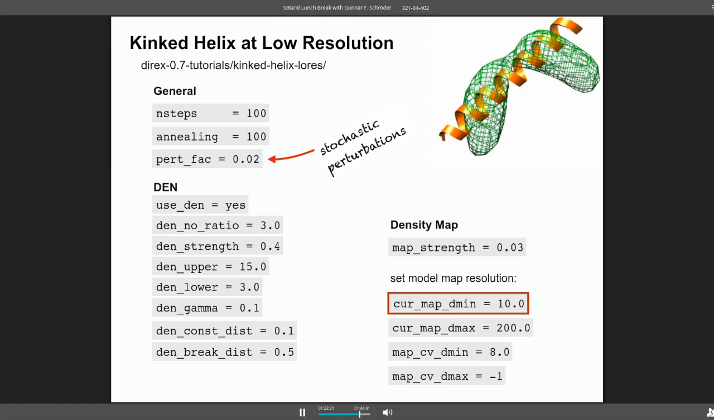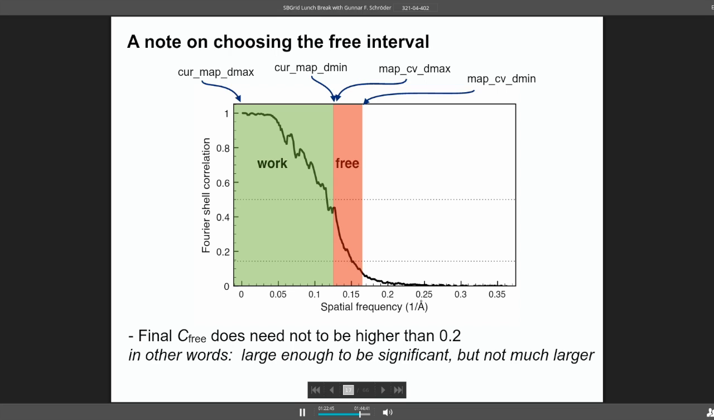Typically, in this case, the higher resolution threshold is set to 8 angstrom, and the lower one is set to -1. That means it's the same as Kerr map d min. So in this case, the free set is 8 to 10 angstrom. I think I have it here. Oh yeah, this shows the values. So in this case, the work set is the green range that's defined by the Kerr map values, and the red range is defined by the map CV values.